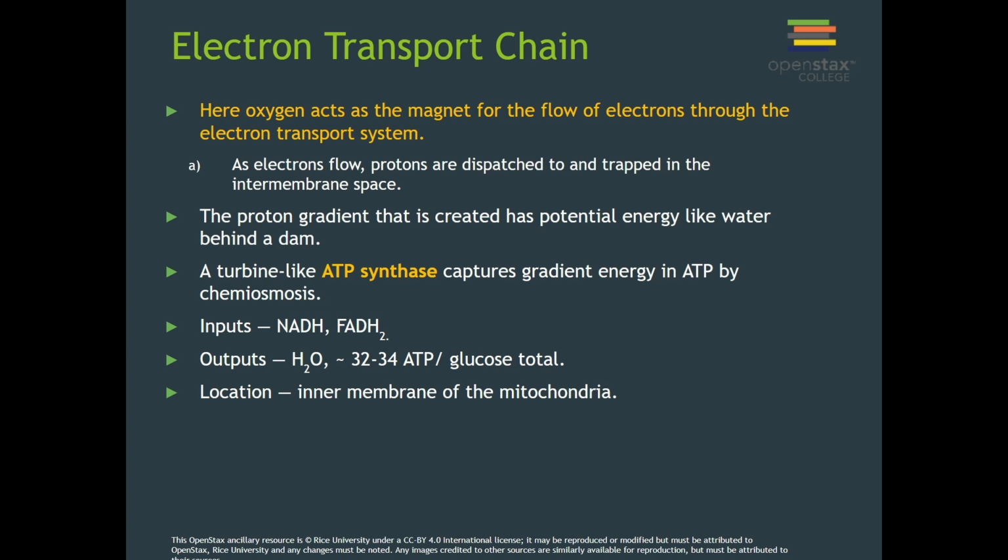So here's another overview slide, just like we had for glycolysis. The inputs are electron transport carriers carrying excited electrons, so NADH and FADH2. The outputs are water and 32 to 34 ATP per glucose molecule total. The electron transport chain is located in the inner membrane of the mitochondria. That's also where you'd find ATP synthase. The chemiosmotic gradient of protons builds up in the intermembrane space, and we're going to pump the protons from the intermembrane space back into the matrix in order for chemiosmosis to take place and help us generate ATP with ATP synthase.